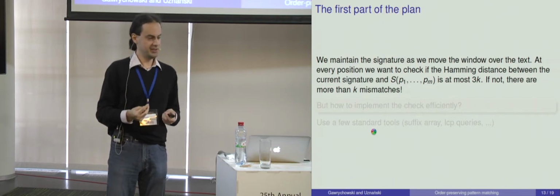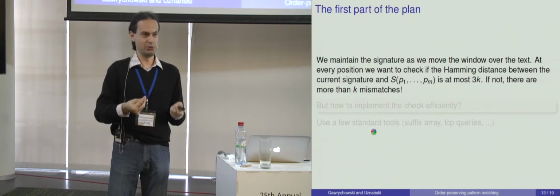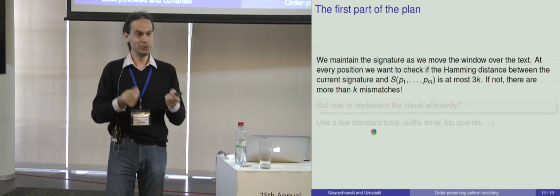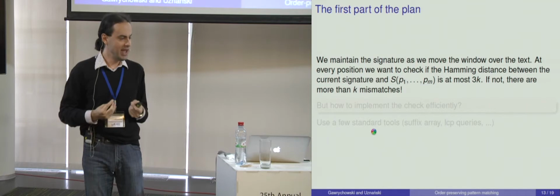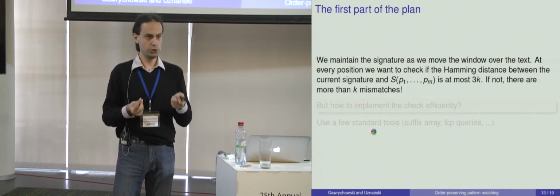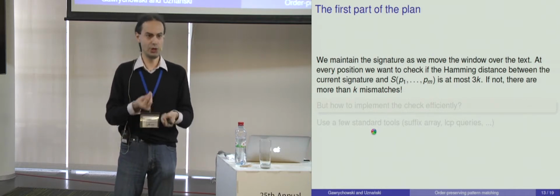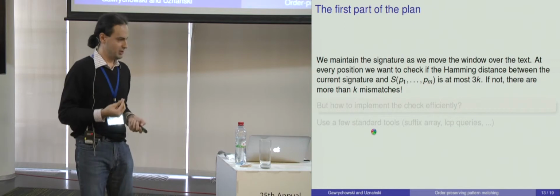If the Hamming distance is at least 3k, you cannot have a match because of this lemma, which I haven't proven. So you just continue to the next window. If the Hamming distance is at most 3k, you don't know. Maybe the actual distance is 3k minus 1k. You have to do some additional check. Okay, so that's one thing.